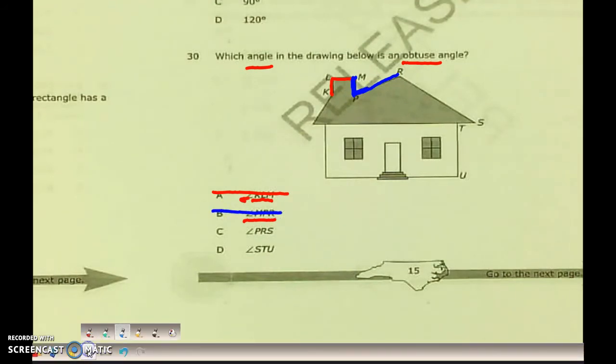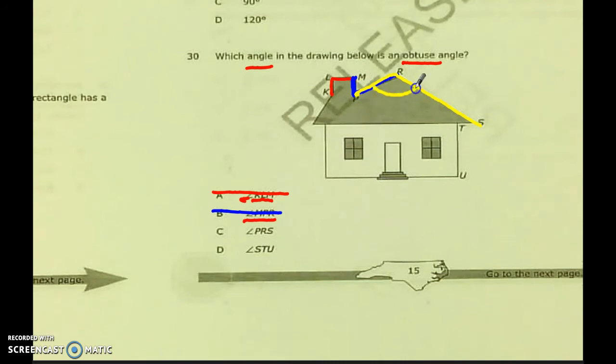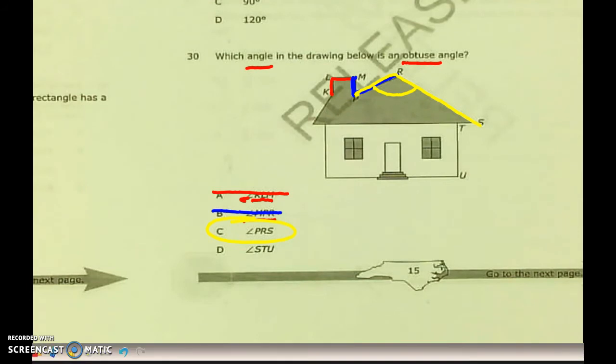So now let's take a look at the next angle, PRS. Here's PRS, and there's the angle that they're talking about right there. And that's quite a bit more than 90, so there's my obtuse angle. Erase. Move on to our next one, 31.